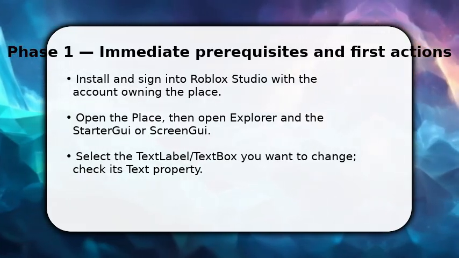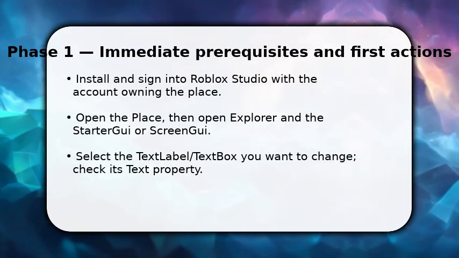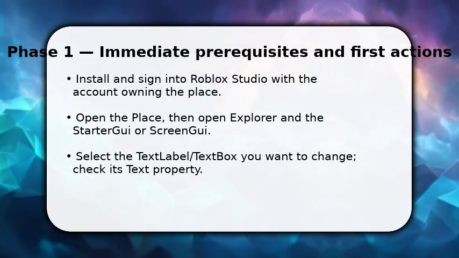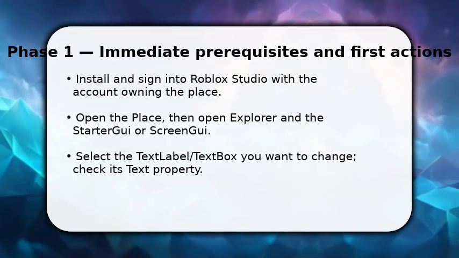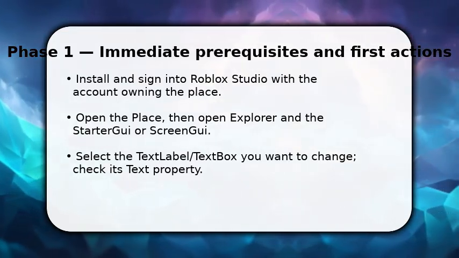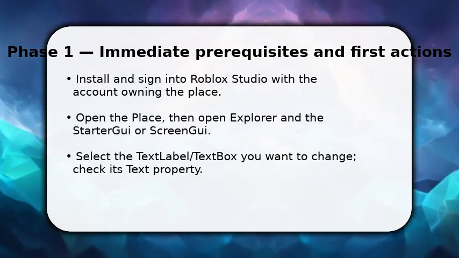Click the object and look at its Properties panel, then find the Text property. Now change the displayed word directly in Text. Make sure you press Enter to commit the edit, because leaving without confirming can revert the change.